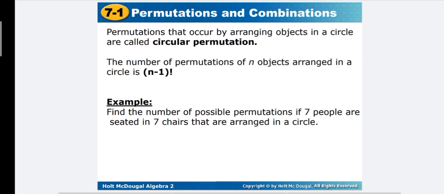Contohnya, find the number of possible permutation if 7 people are seated in 7 chairs that are arranged in a circle. So this one, kita gunakan formula n-1 factorial, so it will be 6 factorial. 7 minus 1 factorial, so 6 factorial. You can use the calculator. Cuba cari factorial, jumpa tak dalam your calculator. So dekat sini 6 factorial, the answer will be 720. So arrangement yang boleh dibuat adalah 720 if we want to arrange the people in 7 chairs in a circle.